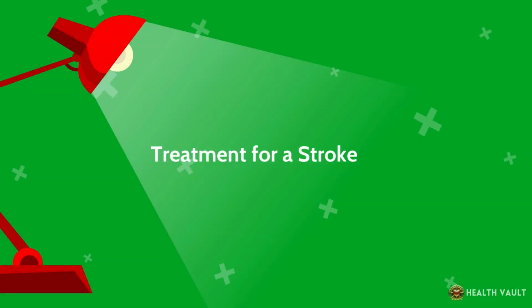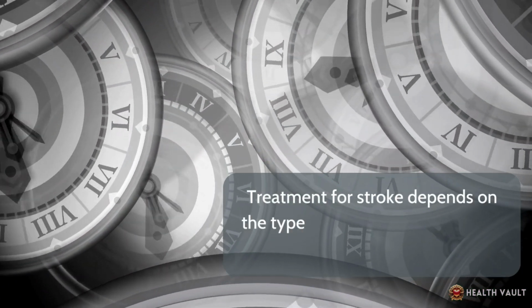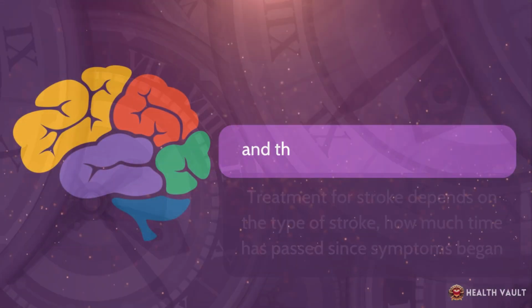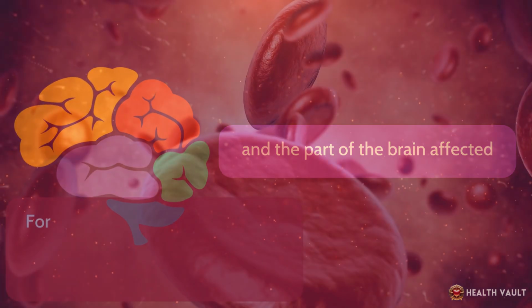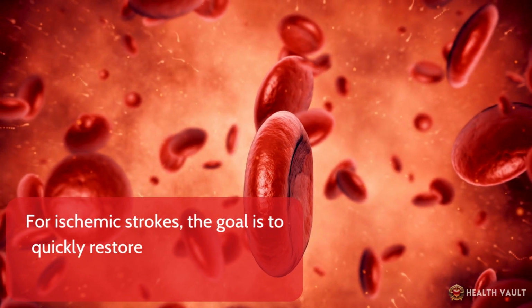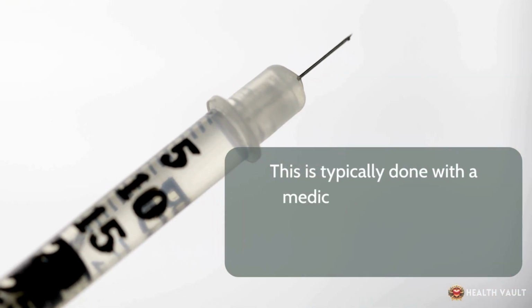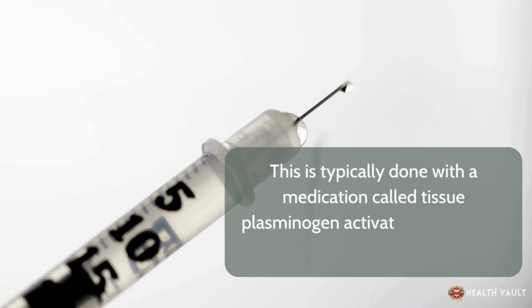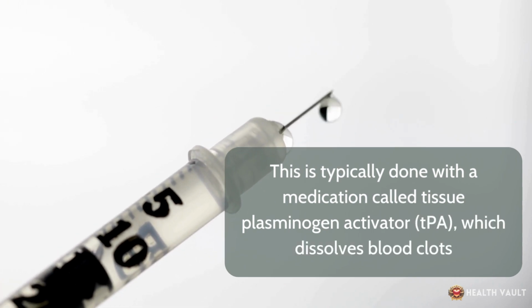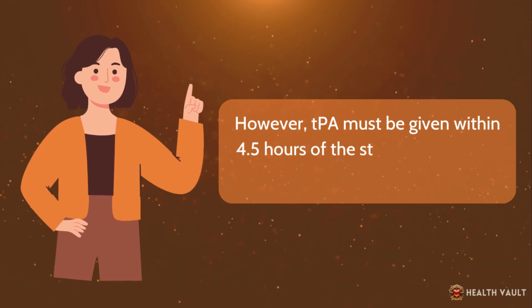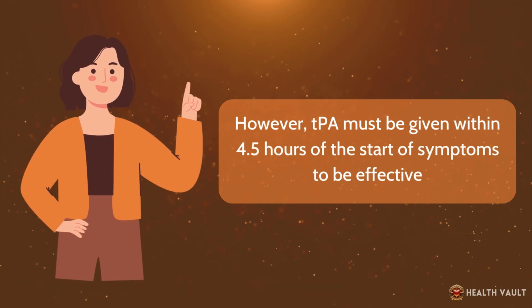Treatment for a stroke. Treatment for stroke depends on the type of stroke, how much time has passed since symptoms began, and the part of the brain affected. For ischemic strokes, the goal is to quickly restore blood flow to the brain. This is typically done with a medication called tissue plasminogen activator, TPA, which dissolves blood clots. However, TPA must be given within 4.5 hours of the start of symptoms to be effective.